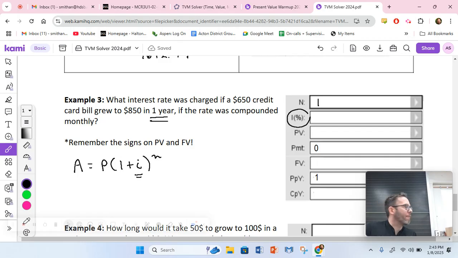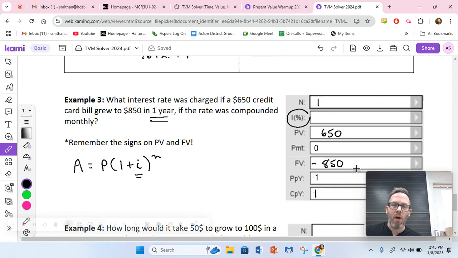For PV and FV, numerically anyway, we'll have 650 and 850, but I'll tell you, if you put in 650 and 850 like that, it will give you an error message when you press enter. One of them has to be positive, one of them has to be negative. This is a borrowing question. When you borrow money, initially you get it, and then you pay it back in the end, so FV would be negative. One of them has to be negative.